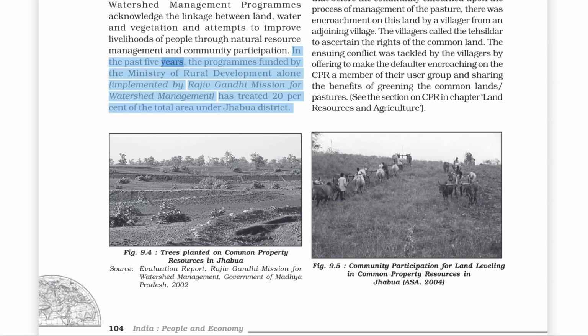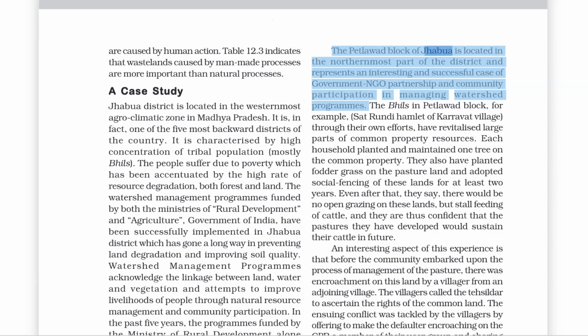In the past 5 years, the programs funded by the Ministry of Rural Development alone, implemented by Rajiv Gandhi Mission for Watershed Management, have treated 20% of the total area under Jhabua district. The Petlavud block of Jhabua is located in the northernmost part of the district and represents an interesting and successful case of government NGO partnership and community participation in managing watershed programs.